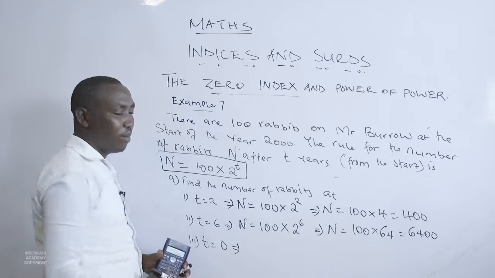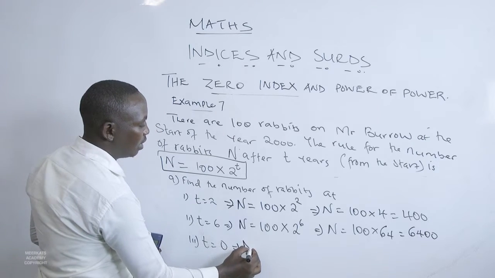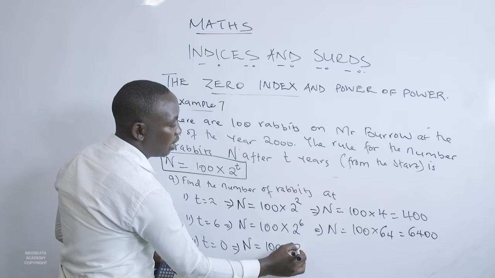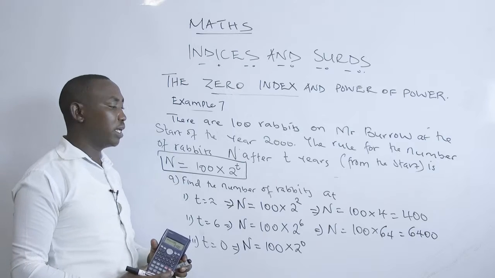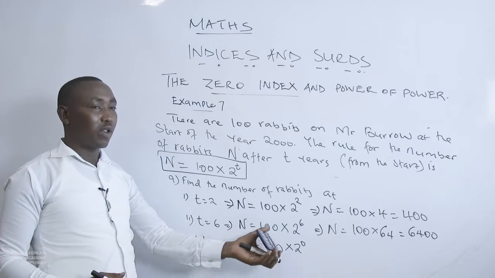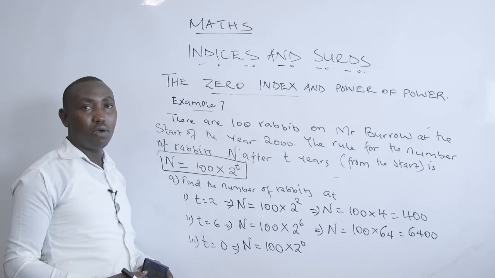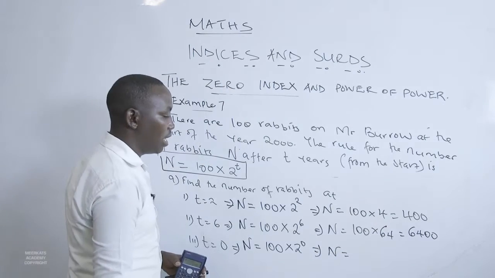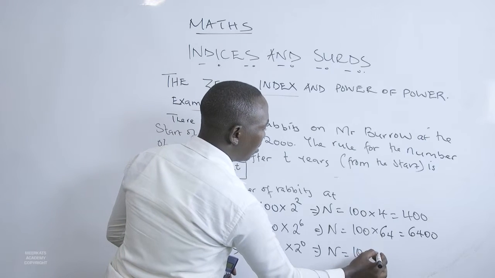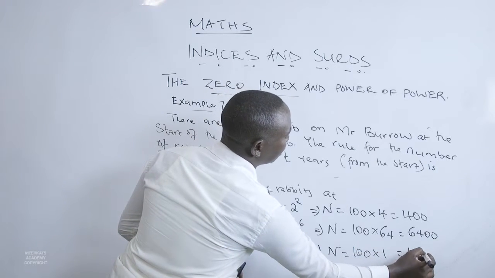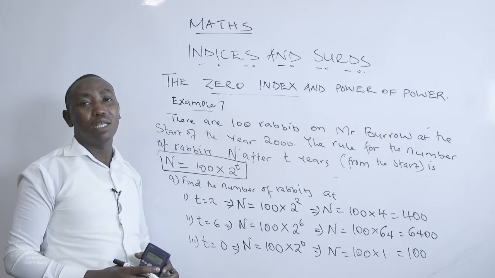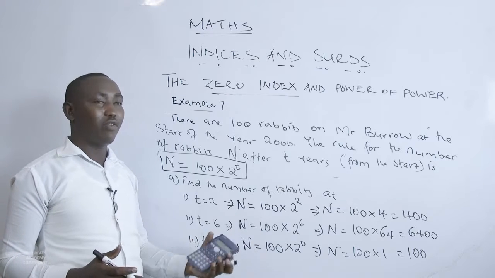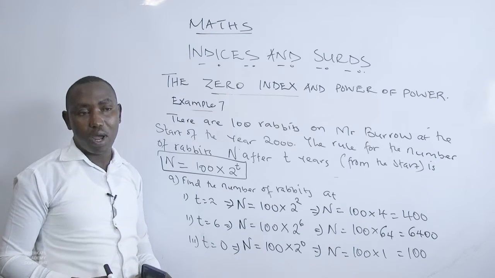What if when time is 0? Again, the rule applies. N is equal to 100 times 2 raised to t. In this case, t is 0. We understand that whenever you raise a number to 0, it will be 1. And this will give us that n shall be equal to 100 multiplied by 1, which shall be equal to 100 rabbits. That means at the start of the year 2000, when time is 0, the number of rabbits in the farm were 100.